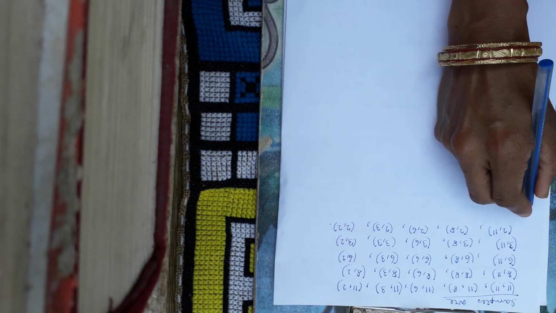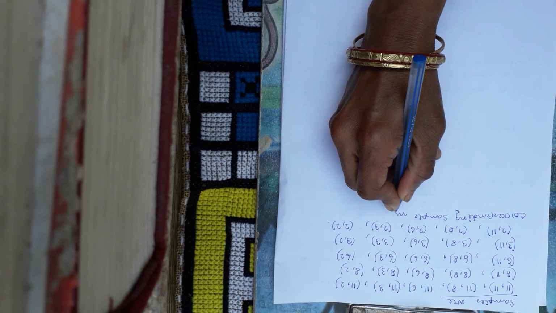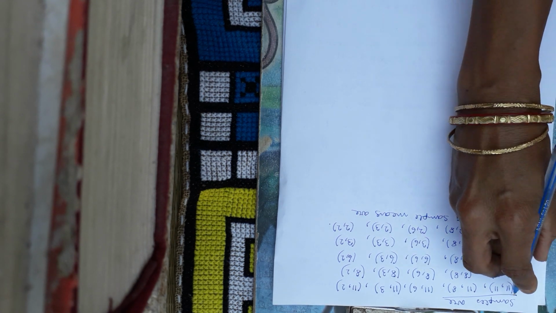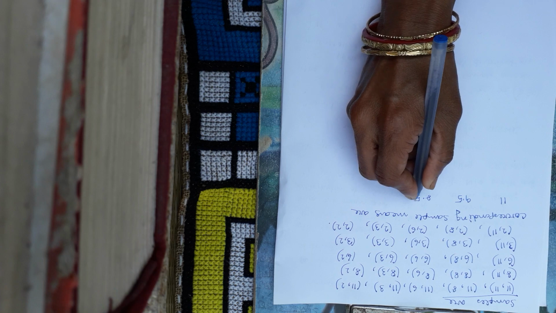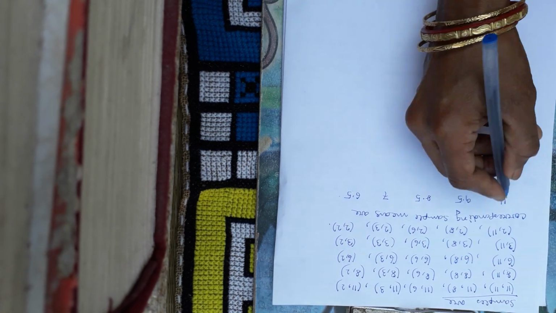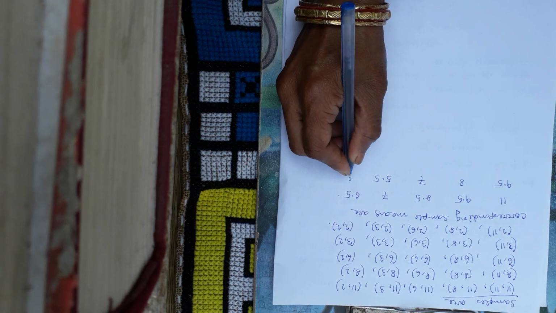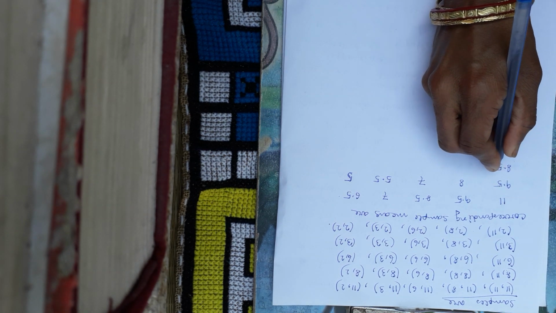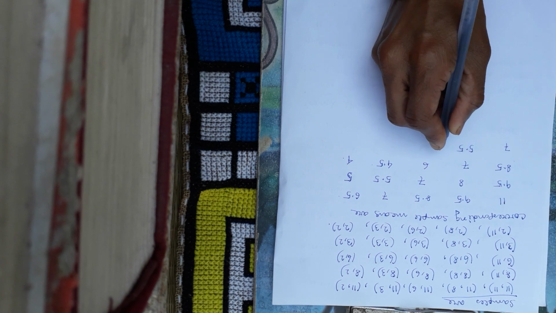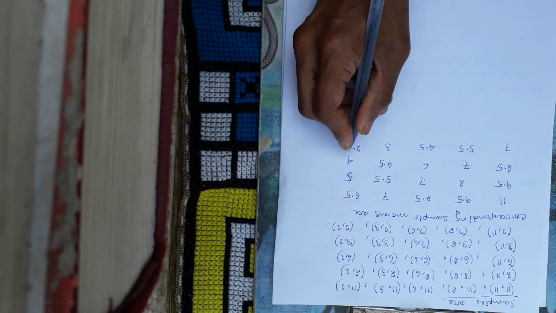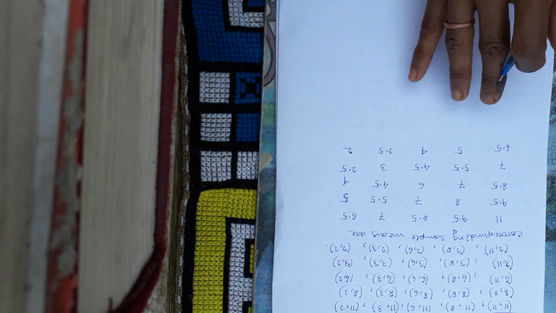These are the 25 samples, and the corresponding sample means are 11, 9.5, 8.5, 7, 6.5, then 9.5, 8, 7, 5.5, 5, 8.5, 7, 6, 4.5, 4, 7, 5.5, 4.5, 3, 2.5, and 6.5, 5, 4, 2.5, and last 2. So these are the 25 sample means.